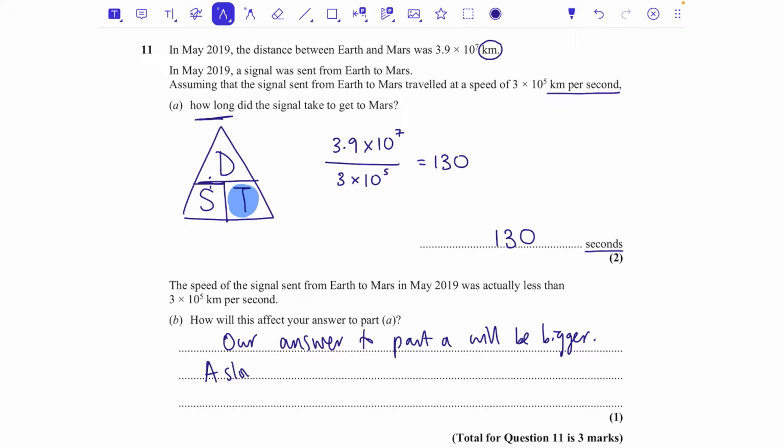A slower speed means it will take longer.